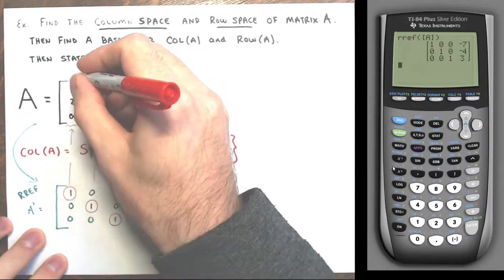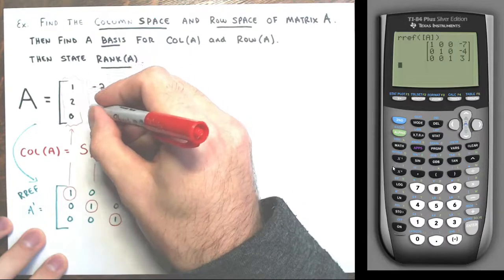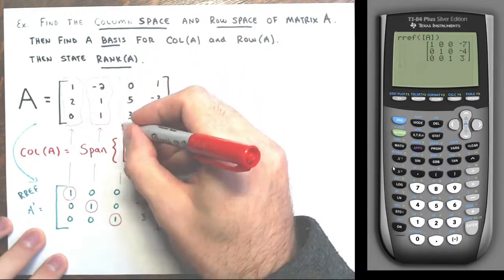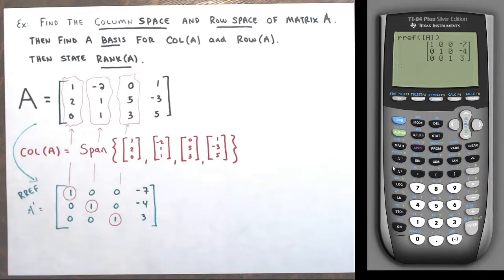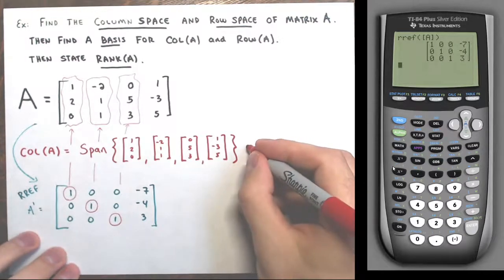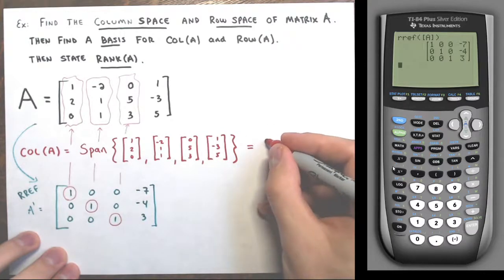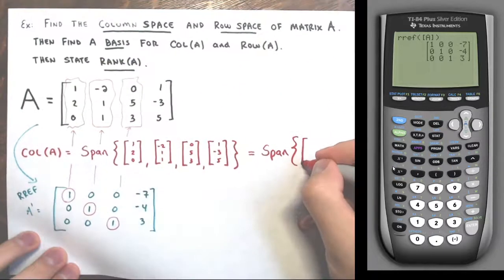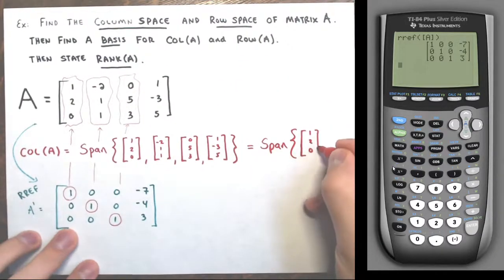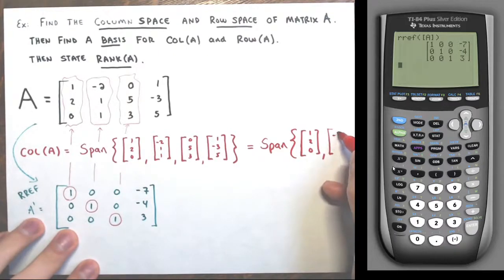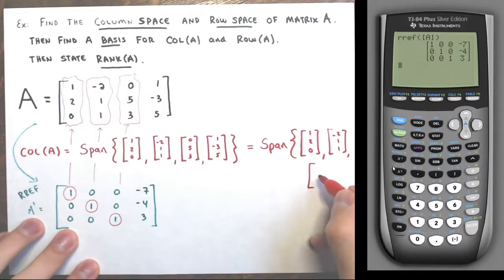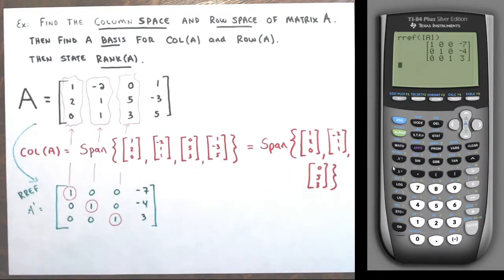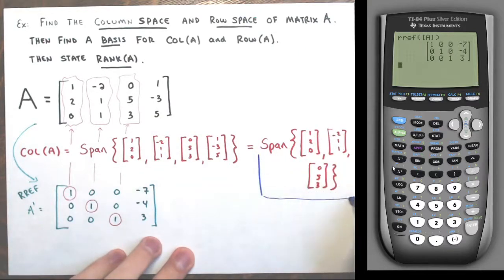All right, so this vector here, this vector here, and this vector here, these will form a basis for the column space. So instead of the column space being the span of these 4 vectors, I'm going to say instead the column space is the span of just those first 3 columns. And the first 3 columns form a basis. So 1 2 0, negative 2 1 1, and 0 5 3. That's a set of linearly independent vectors that spans the column space. All right, so there's part one. Find the column space, and I'll do all this with the row space after too.